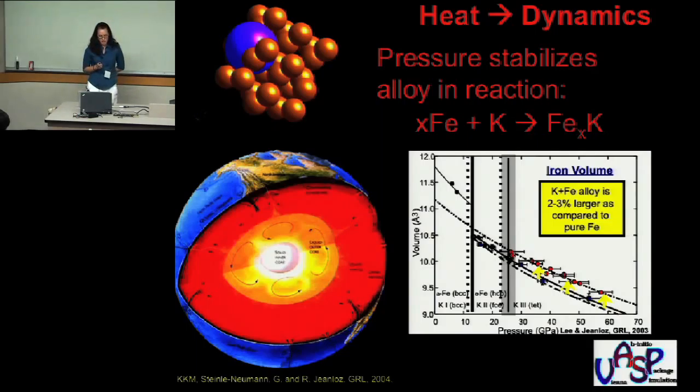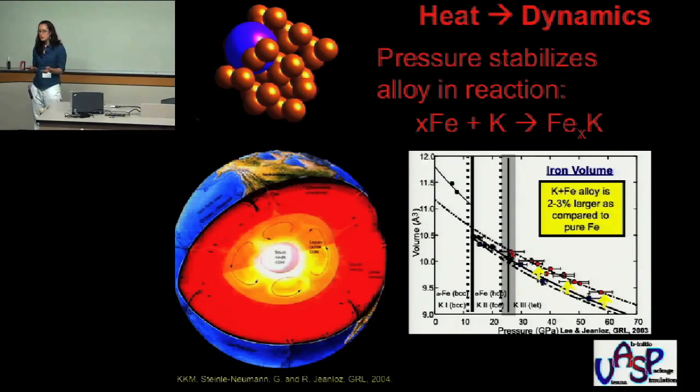So then I contacted a colleague of mine, Gerd Steinle-Neumann, and said, okay, well, let's actually set this up and look at what would happen to the unit cell volume of iron if we were to replace an iron atom with potassium. We can do that at a number of various concentrations and so forth. And what we found was, indeed, pressure certainly stabilized the alloy in this reaction, just putting the two pure metals together. It also provided an explanation of how the potassium was incorporated into the iron unit cell, and that was via substitution rather than interstitial placement of the potassium atoms.